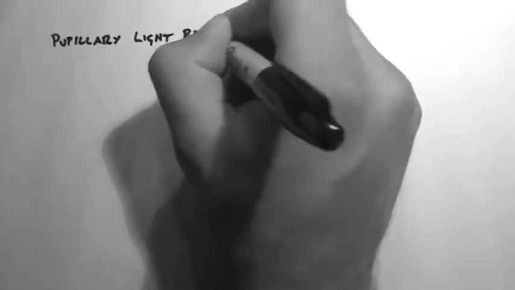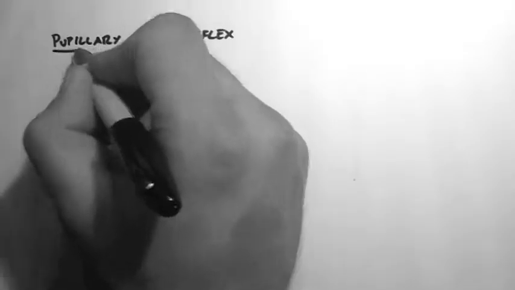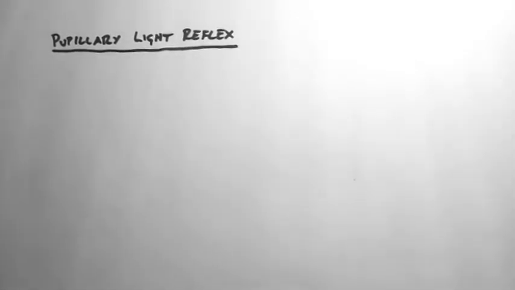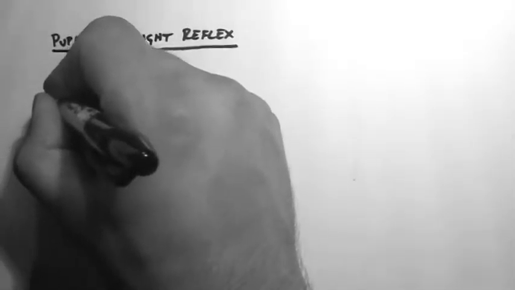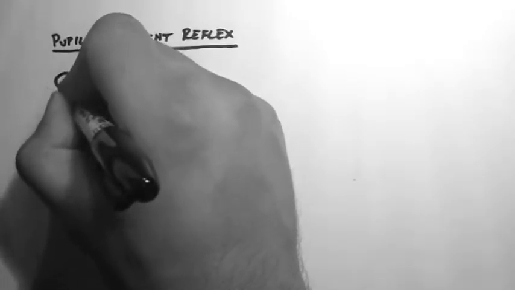Hi, in this video I'm going to talk about the pupillary light reflex. This is the reflex that adjusts the size of the pupil in response to light. So I'm going to draw a diagram and we're going to be looking at a human from the top downward.